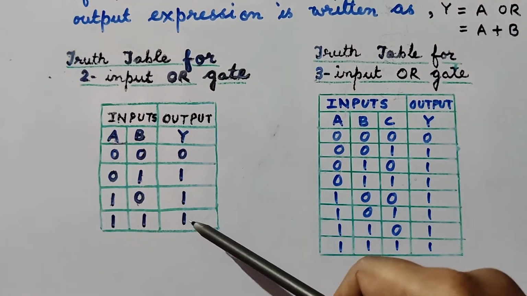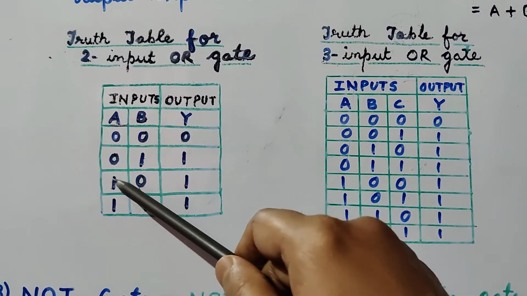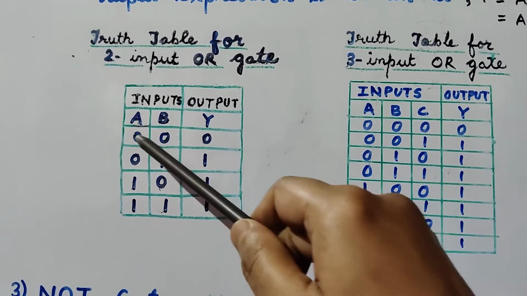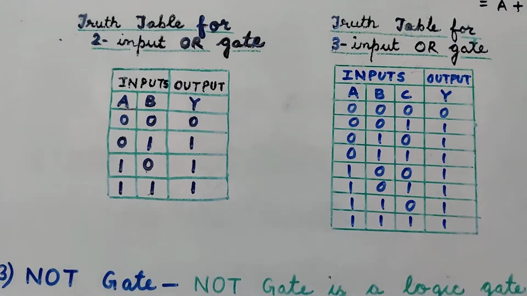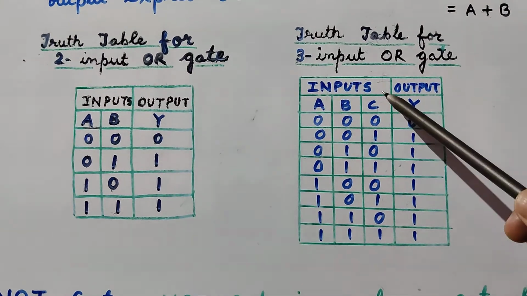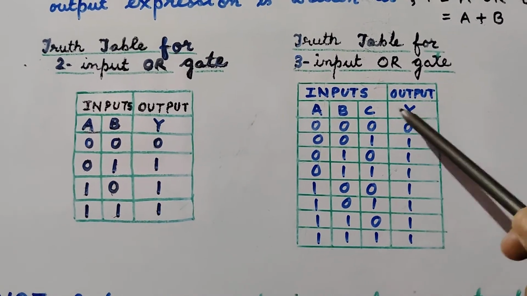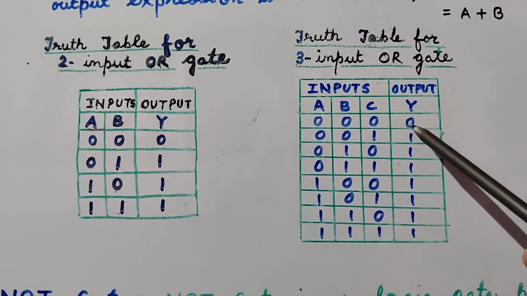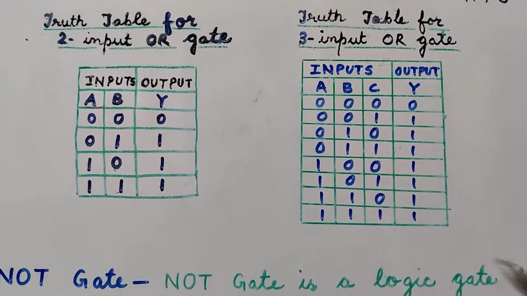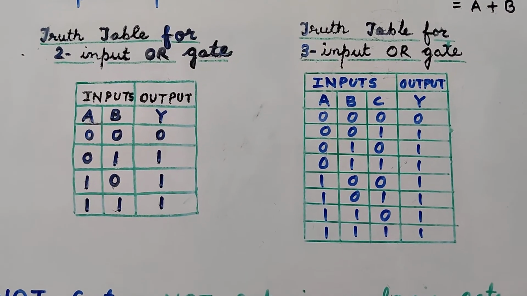So in this way we find that the value of the output is 1 if either of the inputs is 1, and the output is 0 only when all the inputs are 0. Similarly, if we write the truth table of a 3-input OR gate, again we find that the output is 0 only when all the inputs are 0. In all the other cases, the value of the output is 1. So in case of an OR gate, the output will be high if any one of the inputs is high.